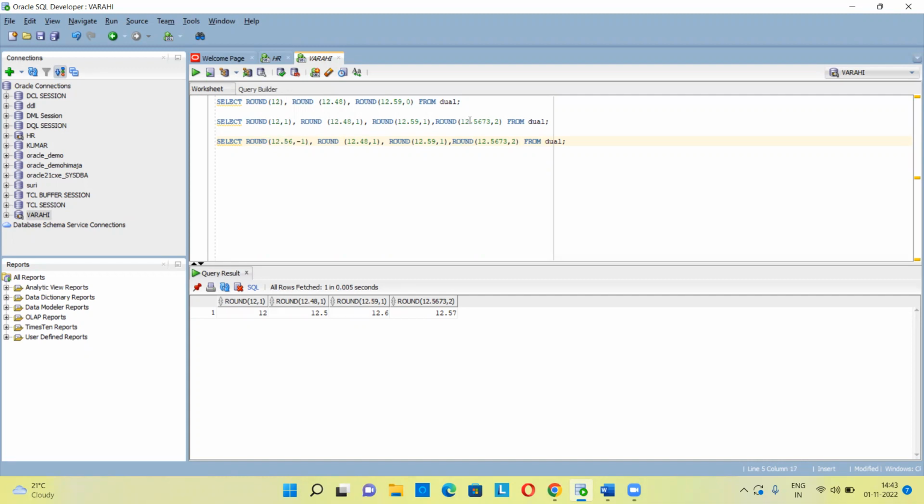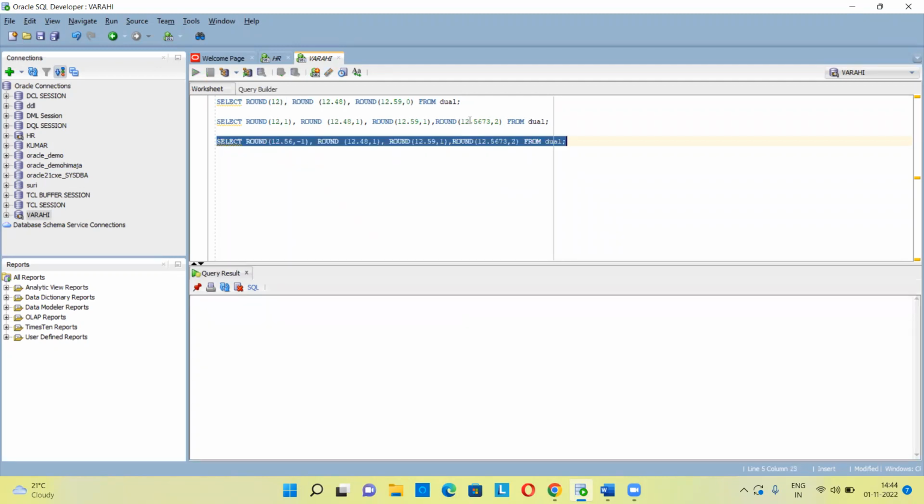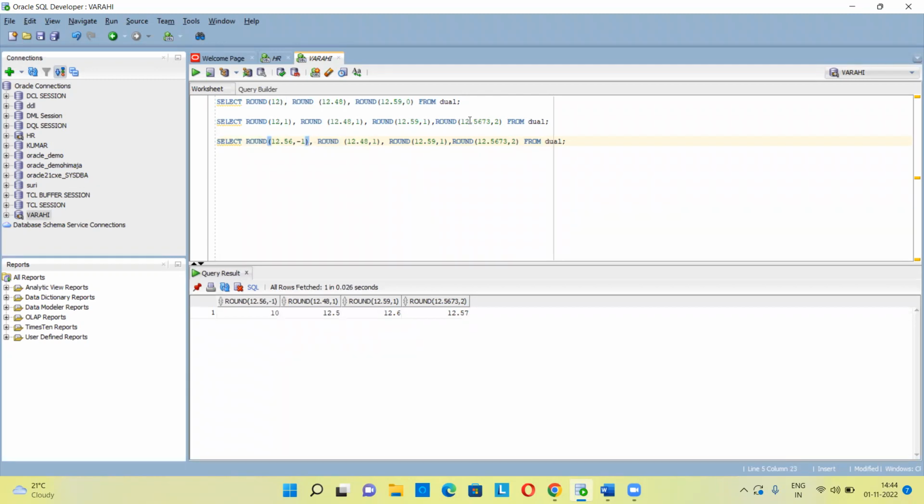Before, I used to work with these decimals, right? 1 means I used to work with the decimals, 2 means I used to work with decimals. But -1 means we have to work with the value before the decimal. Before the dot, you have to start working. So what is the 1 here? This is the 1, the first digit. So what will happen? I'm just executing. See what the output is.